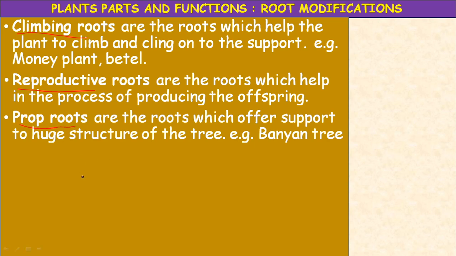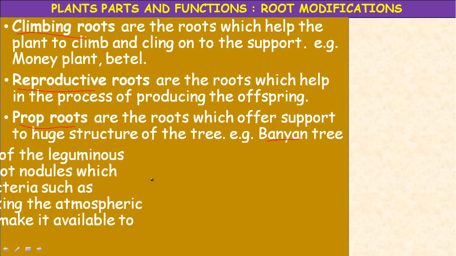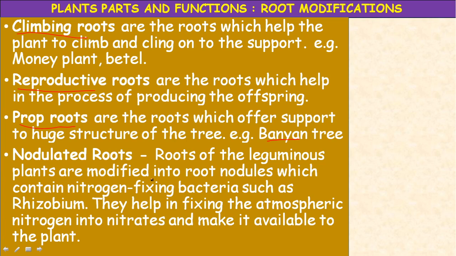Prop roots are also called mechanical roots or supportive roots. These are the roots which offer support to the huge structure of the tree. For example, prop roots you find in the banyan tree. Some of the prop roots fix into the soil, and the width of that prop root is very large. You can't isolate it from the main stem. That much strong support they give depending upon the size of the branch.